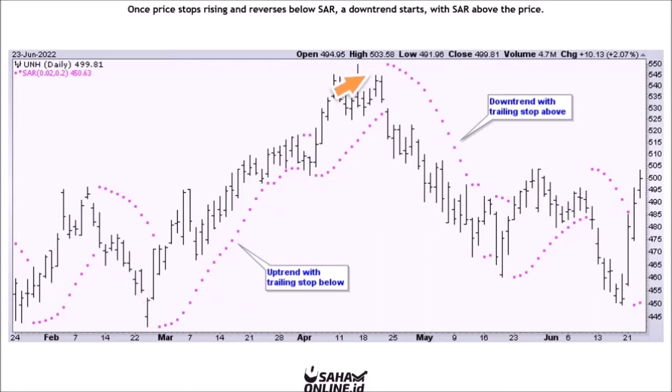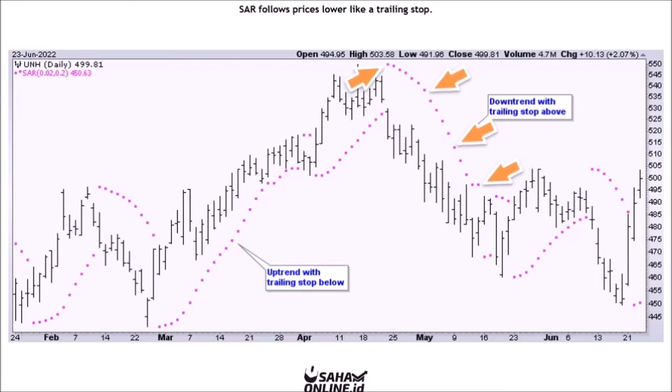Once price stops rising and reverses below SAR, a downtrend starts, with SAR above the price. SAR follows prices lower like a trailing stop. The stop continuously falls as long as the downtrend extends. Because SAR never rises in a downtrend, it continuously protects profits on short positions.